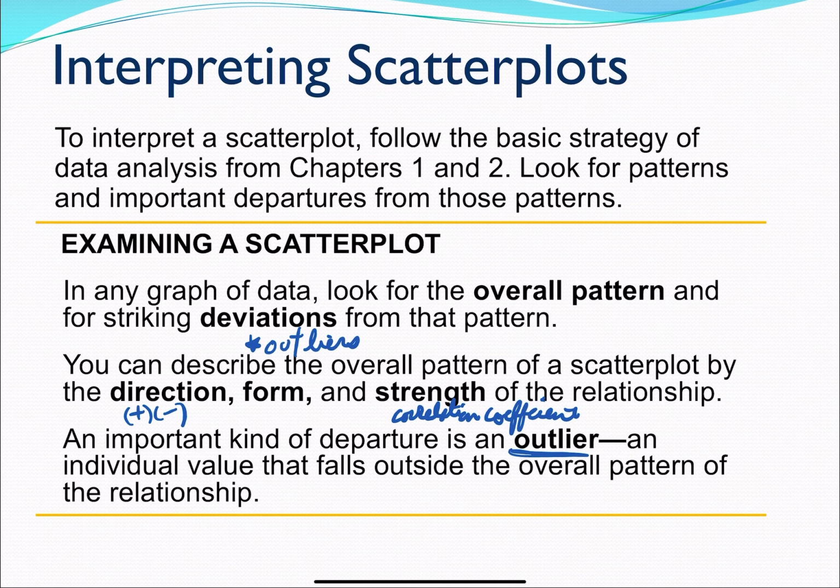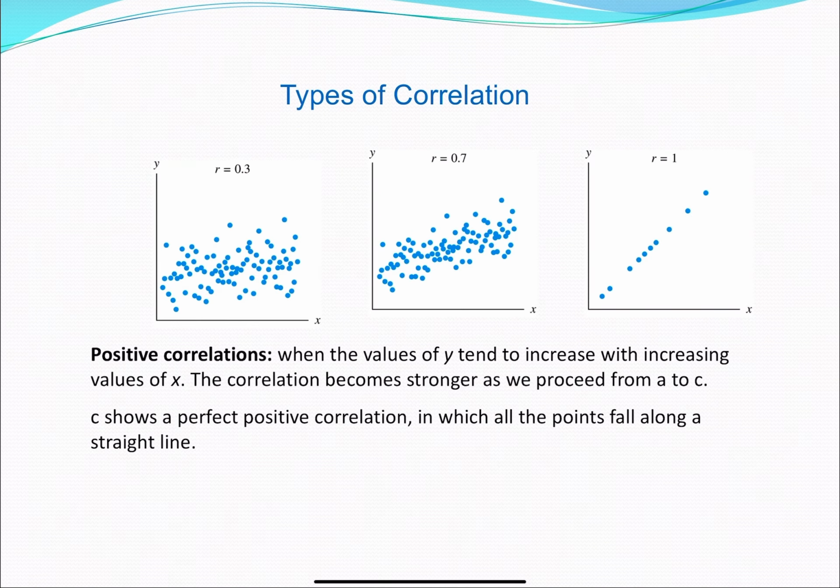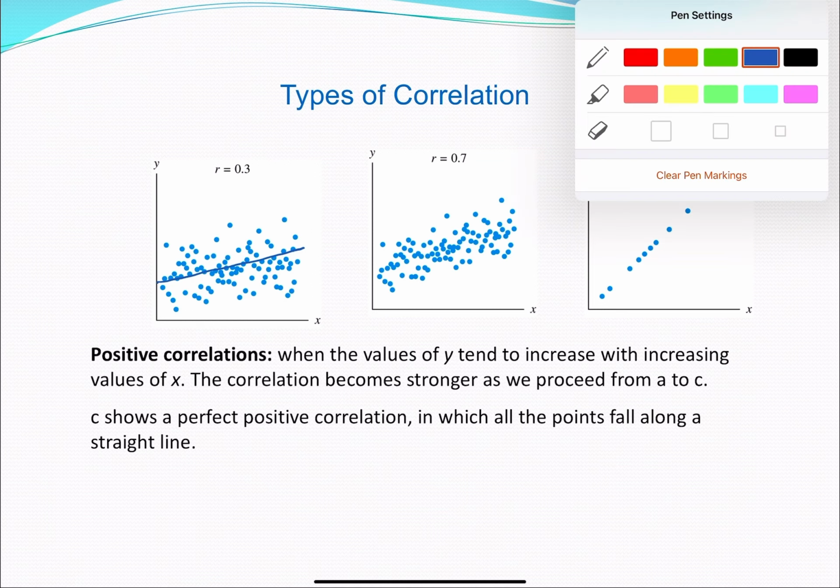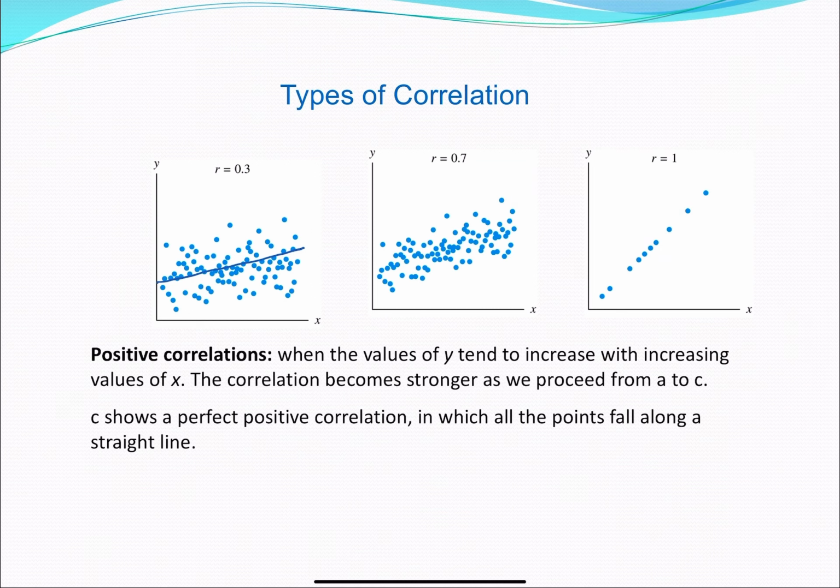So let's talk about the types of correlation. Okay, so we've got positive correlation. This is when the values of y tend to increase with increasing values of x. So it looks like it's got positive slope. Let me change colors. If we think back to college algebra, when we first graphed lines, we've got some positive slope. Here's A, B, C. I guess I didn't label them.